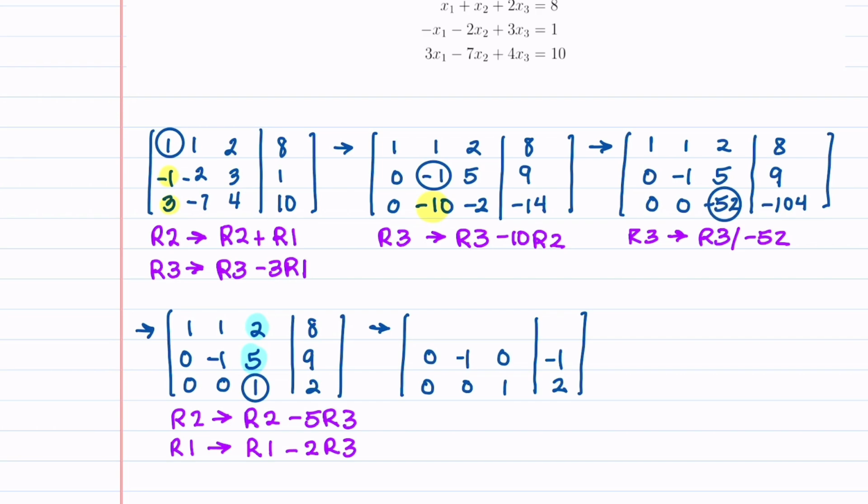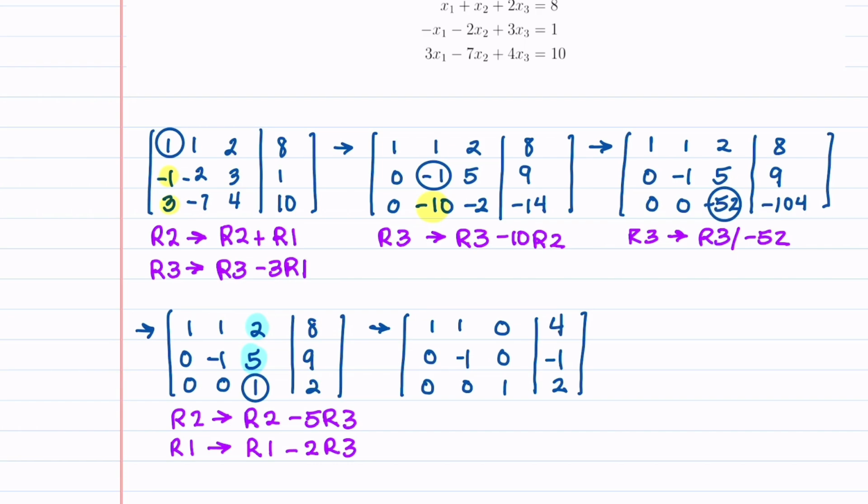Now we're going to change row 1. We're going to multiply row 3 by -2 and add it to row 1. And this gives us a 1, 1, we get a 0. And then on the right-hand side, we get -4 plus 8, which gives us a 4.